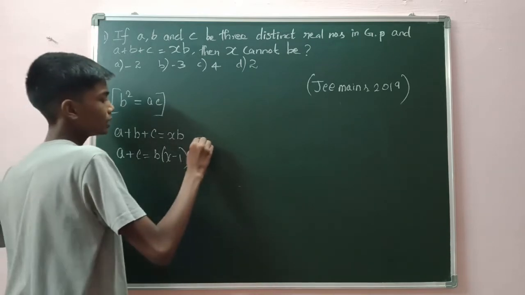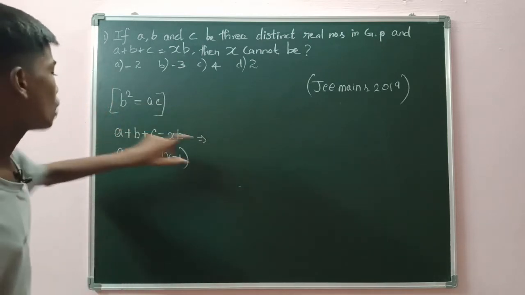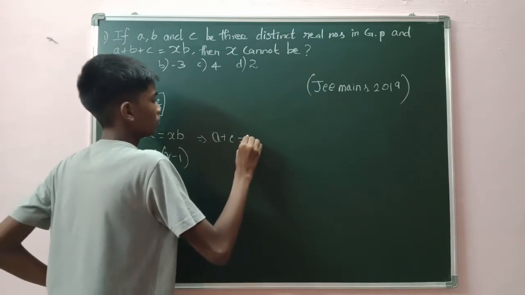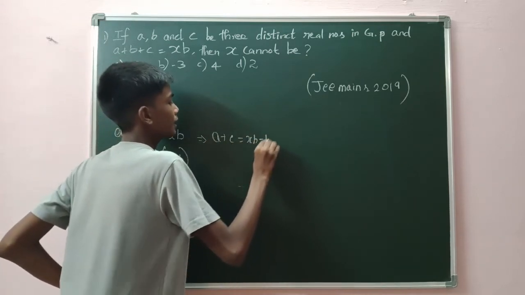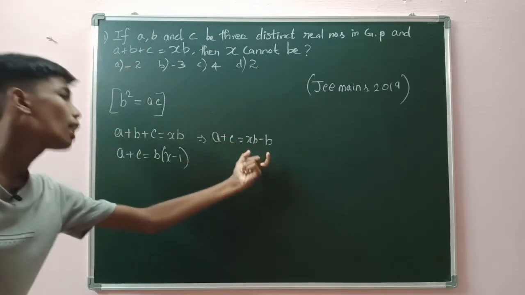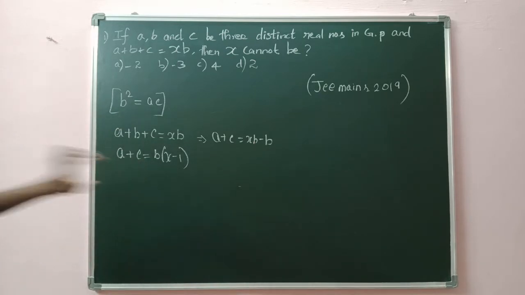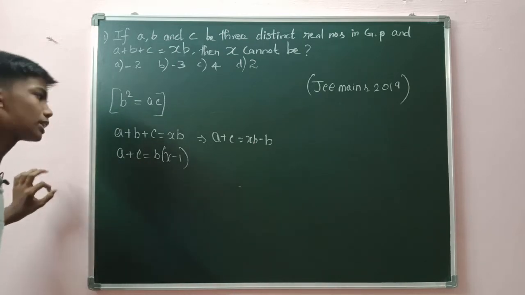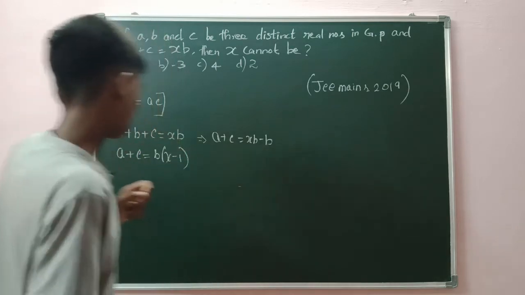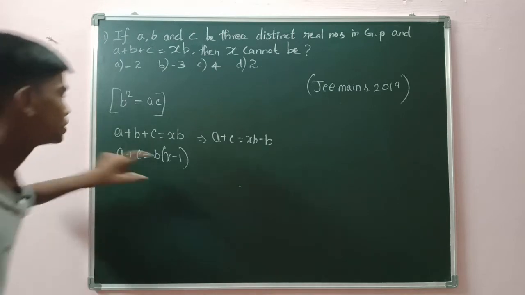So what I did is very simple, guys. When you take your B to the RHS, you will get A plus C is equal to XB minus B. Correct? Now, in the RHS, I just took B common. When I take B common, I will get B into X minus 1. Very simple thing. So that's how we wrote this as A plus C is equal to B into X minus 1. Now people, I am going to square both sides of the equation.